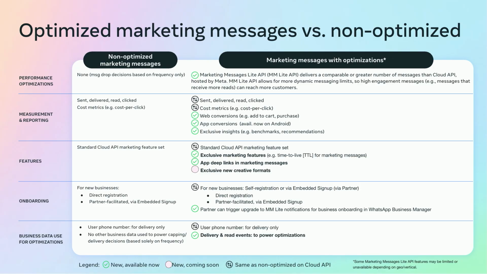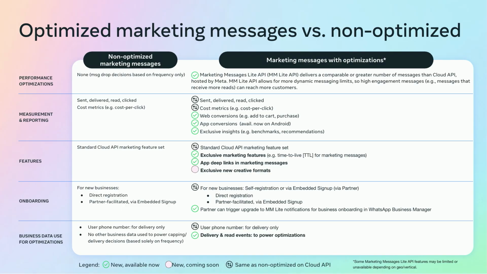Marketing messages have been available via Cloud API hosted by Meta, where messages are delivered without a data-driven understanding of how likely a recipient is to engage with a message such as a read or click. On the other hand, Lite allows for more dynamic message limits. It delivers a comparable or greater number of messages than Cloud API. And by doing so, Lite facilitates high engagement messages reaching more customers.